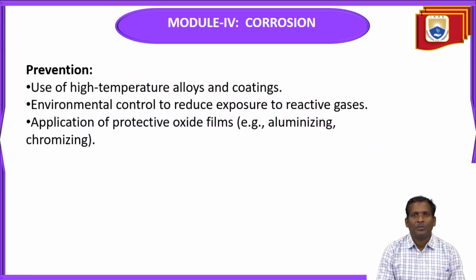Next, prevention methods. Use of high temperature alloys and coatings. Environmental control to reduce exposure to reactive gases. The application of protective oxide films, for example aluminizing and chromizing. So these are the prevention methods. By using these types of high temperature alloys and coatings, you can control the corrosion. And with environmental control, reduce the exposure to reactive gases. You can use protective films.